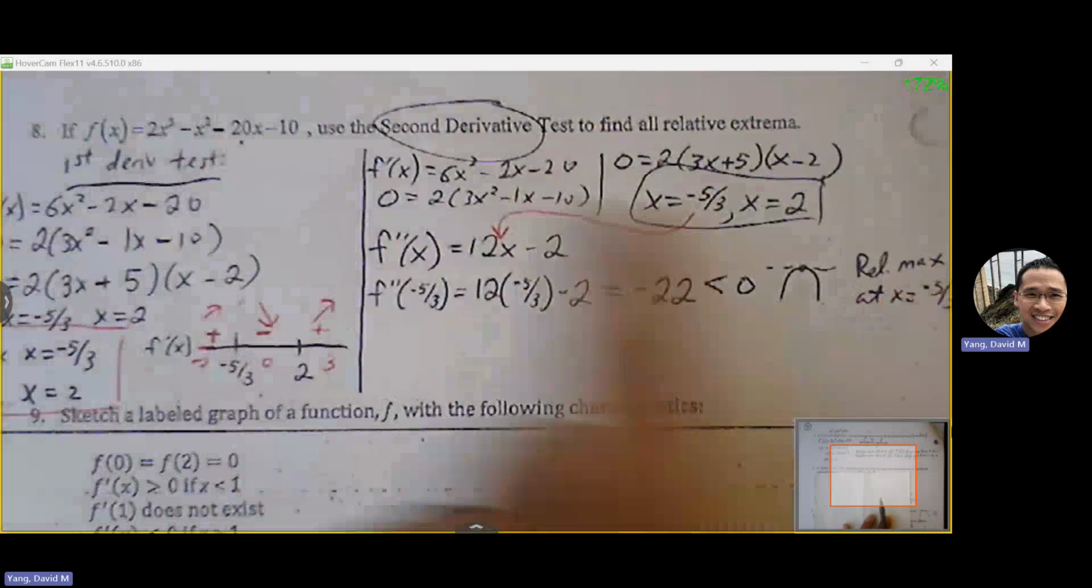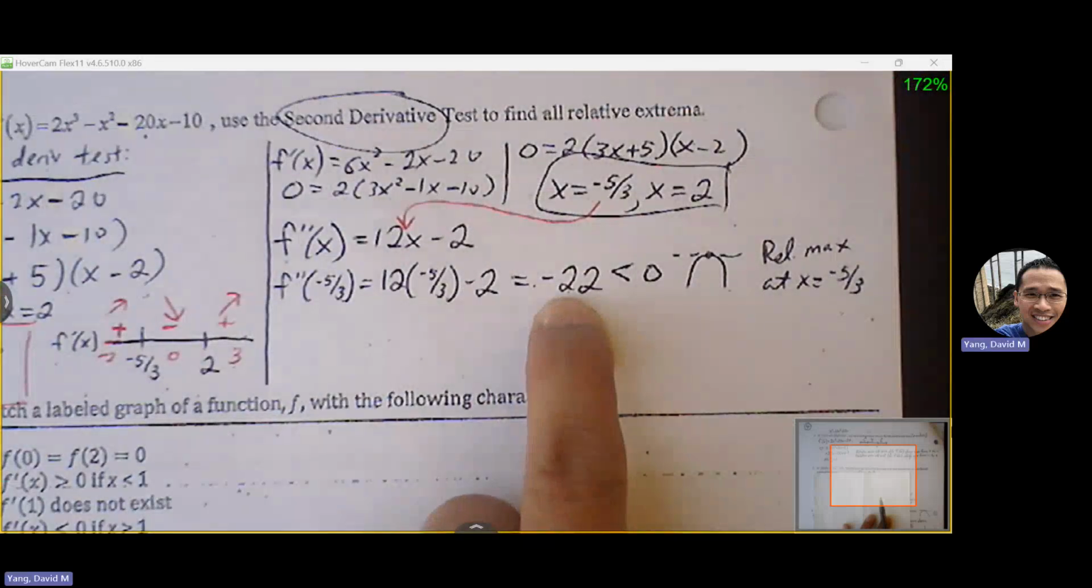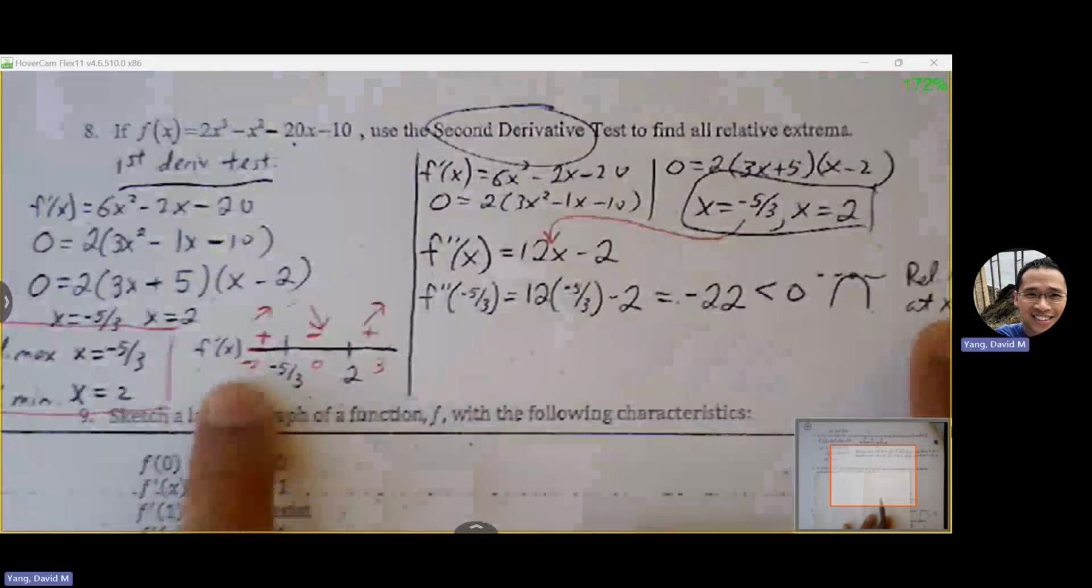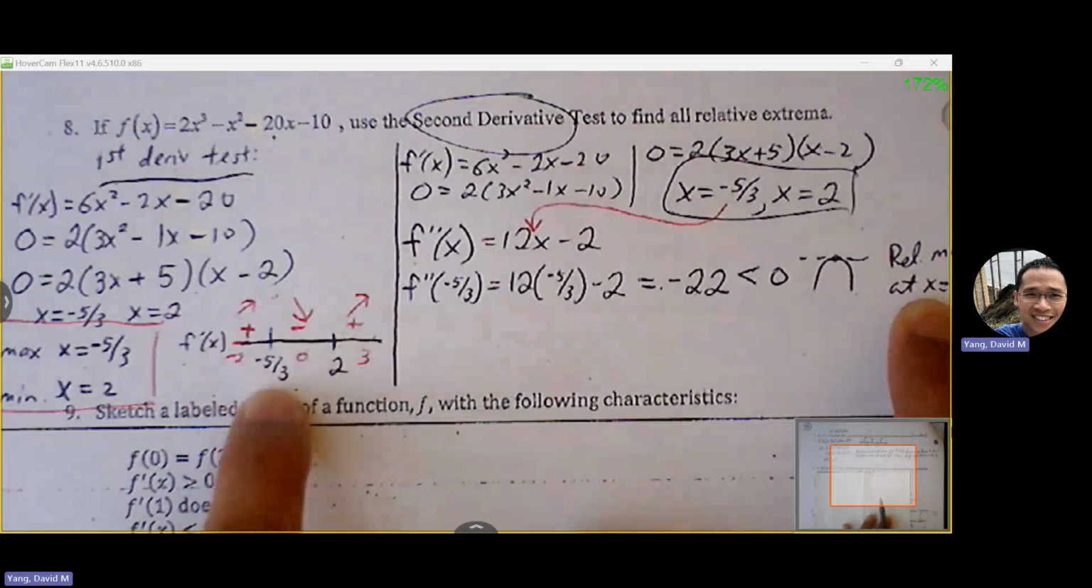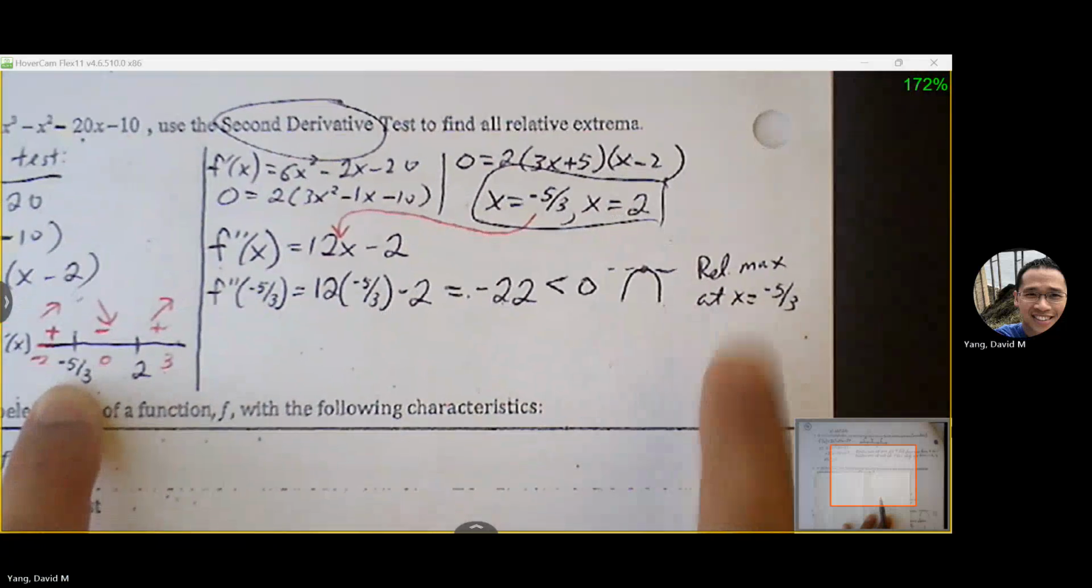If you want to find the y value, you got to go back to the original function. So we're not going to really know what that -22 looks like. We just know that it's part of a concave down shape. This is consistent, right? From our sign line, we got the same thing. Relative max at -5/3, relative max at -5/3.